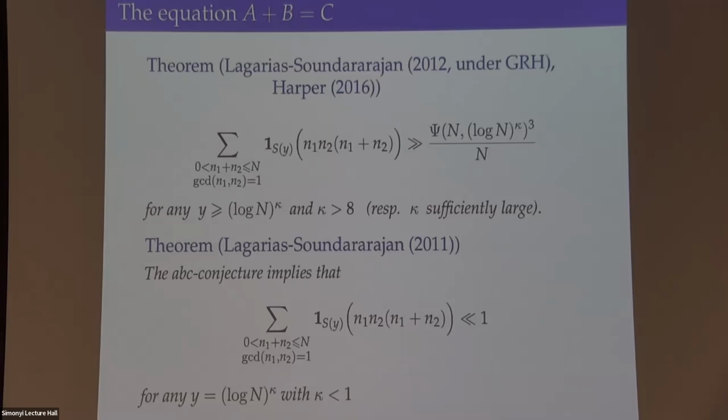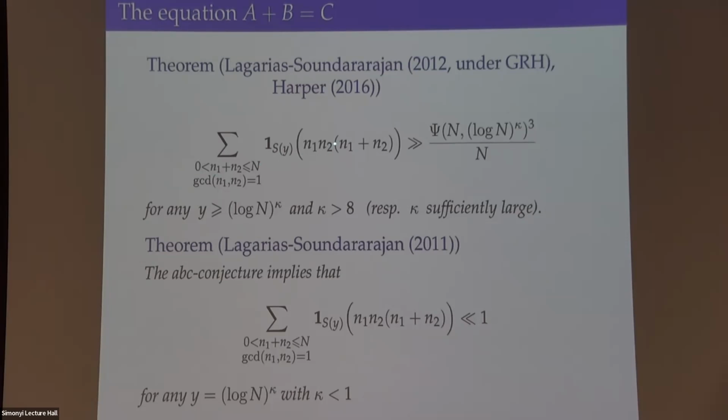This is a question that has been studied by Lagarias and Soundararajan in 2 papers, one in 2011, one in 2012. And in the 2012 paper, they show, assuming GRH, that the counting object here has at least the expected number of solutions. What would be the expected number of solutions?